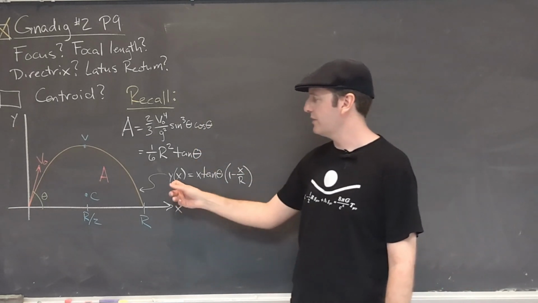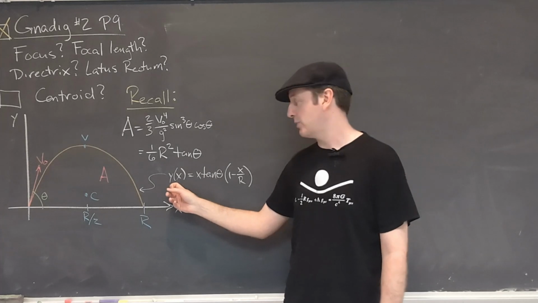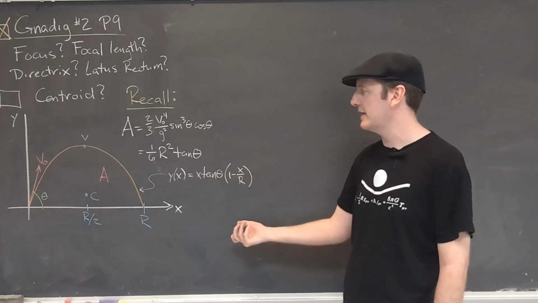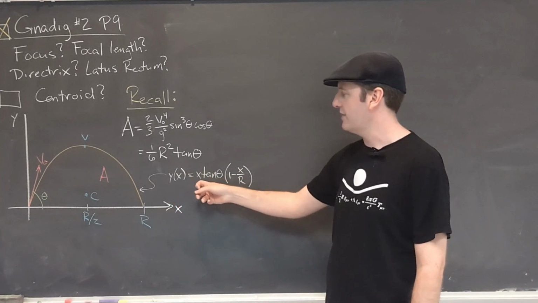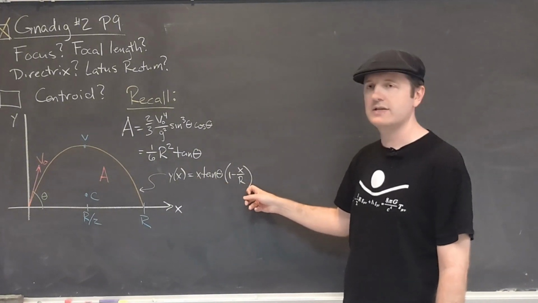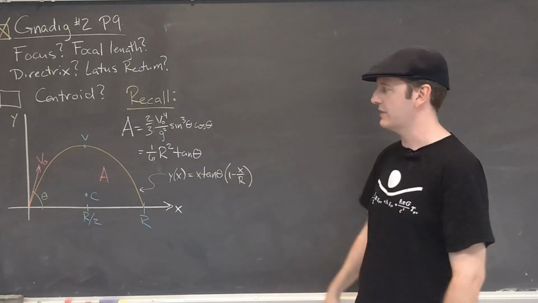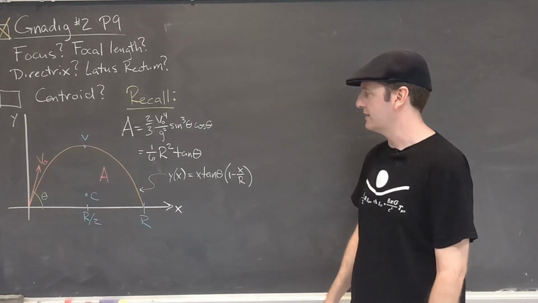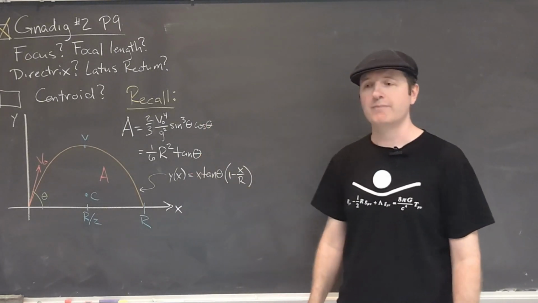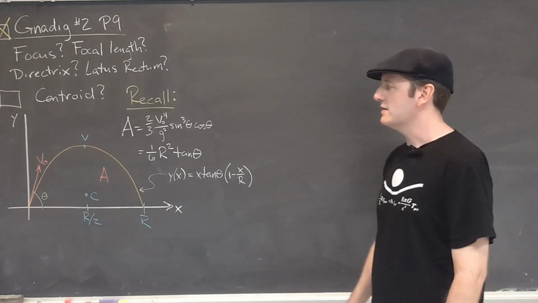We also need to recall the trajectory equation for our parabola. I think the cleanest way to write it in this case is to factor out the tan theta, and then you have an x times a 1 minus x over r. You get the two intercepts very easily from that, and it recovers our inverted parabola. We now want to calculate the centroid.